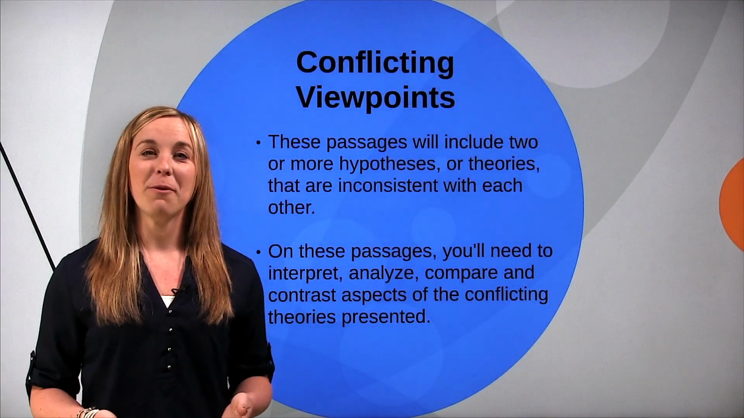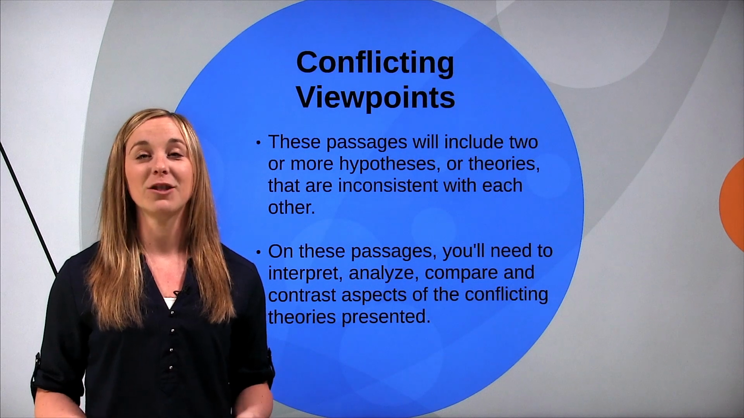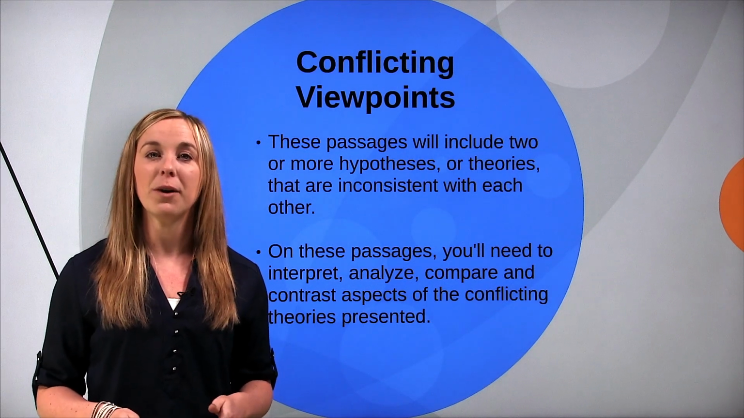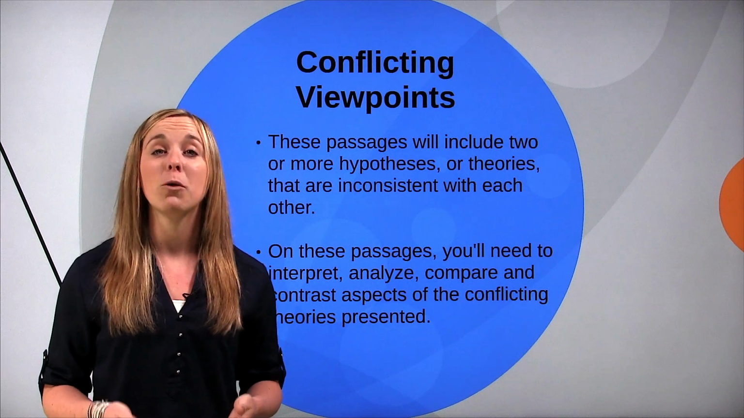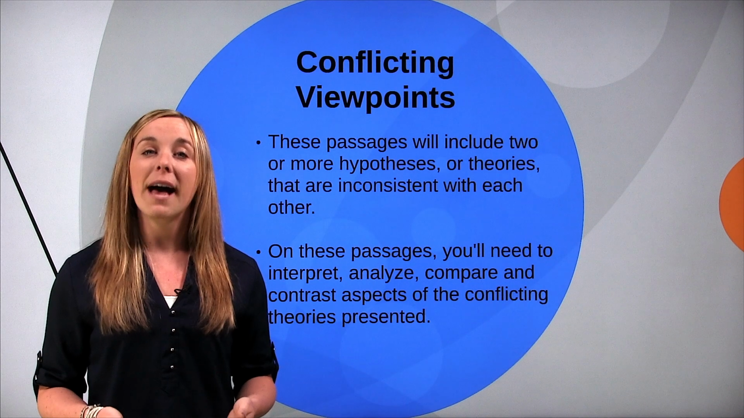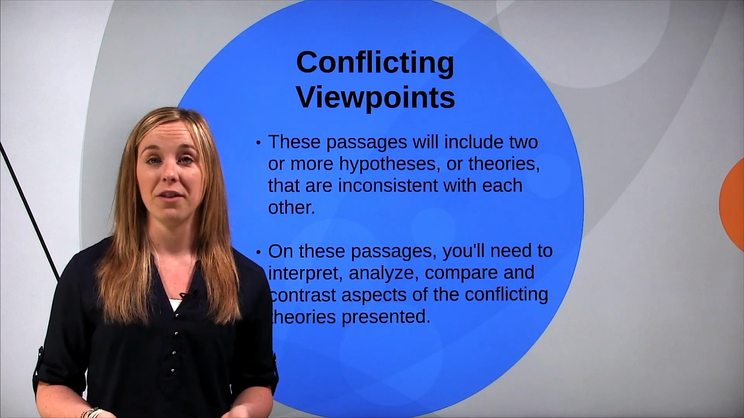Evaluating conflicting viewpoints will be the third and final passage type you will be asked to analyze during this section. You'll know this passage type when you come to it because it will have a lot more text than the other two types of passages. This passage will include 2 or more theories that are inconsistent with each other.